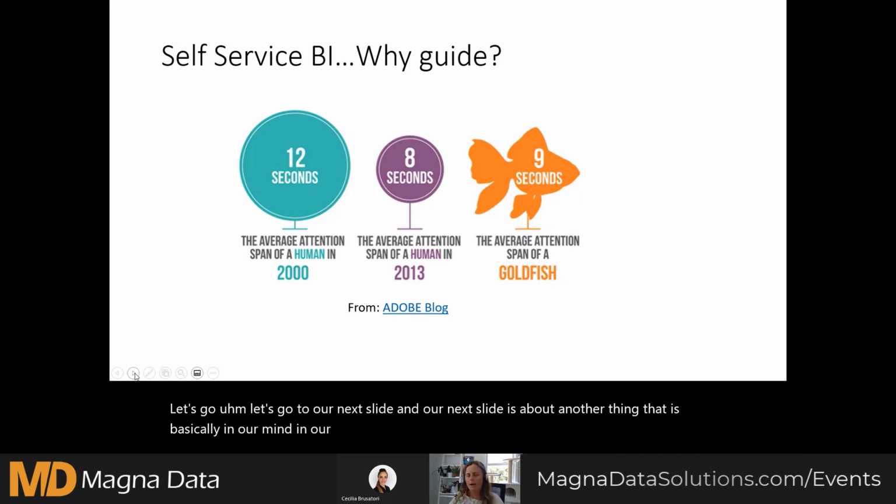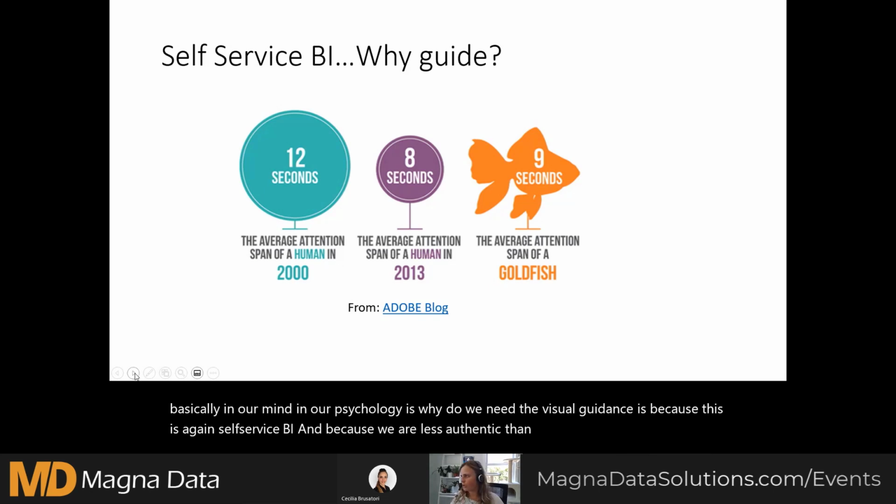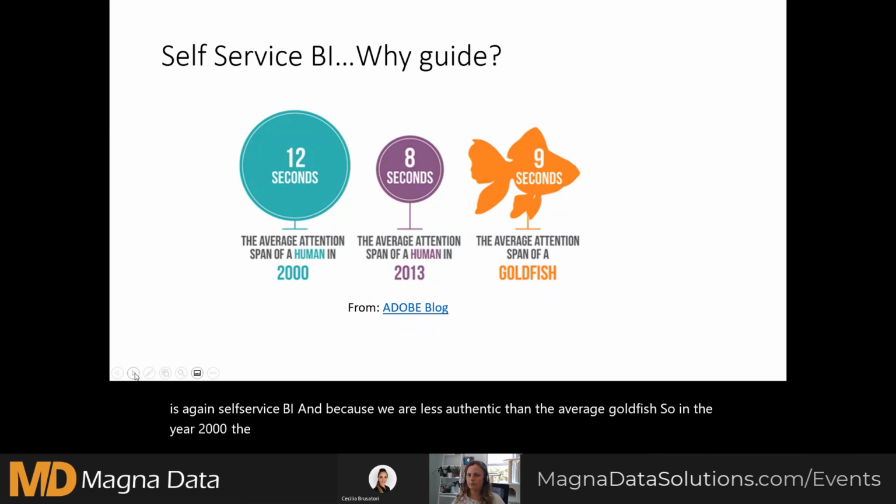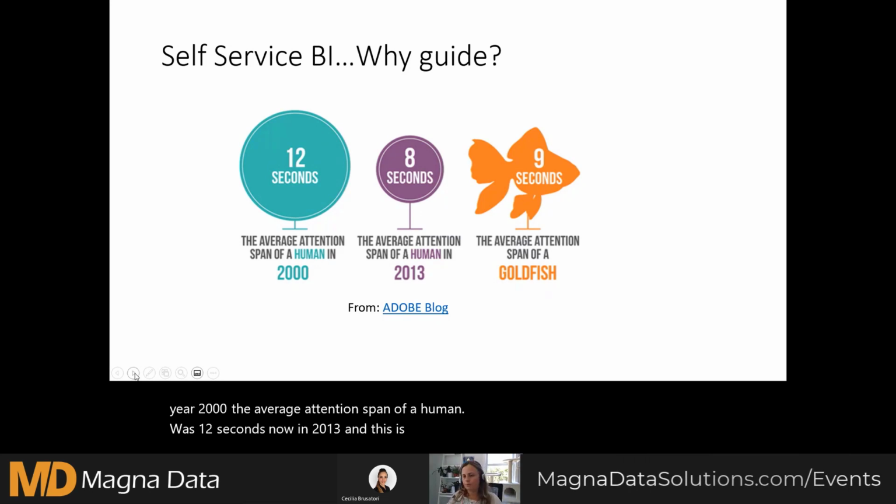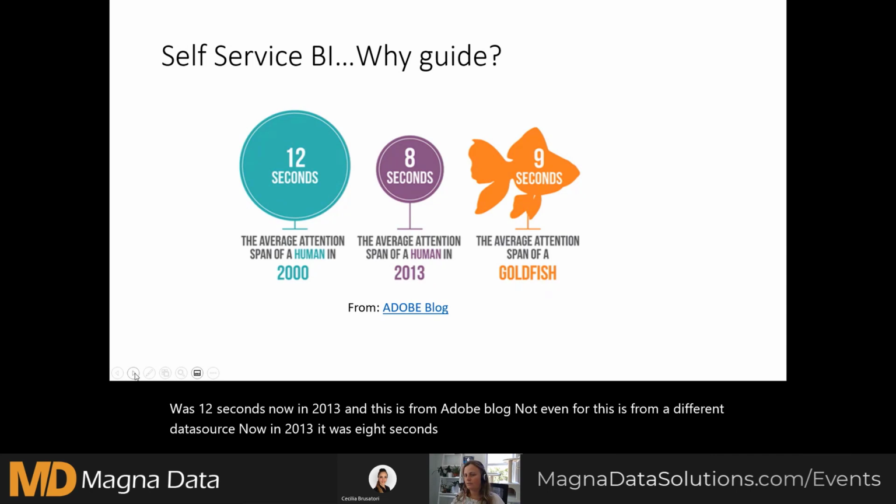Our next slide is about another thing that is basically in our mind, in our psychology: why do we need the visual guidance? It is because this is, again, self-service BI, and because we are less attentive than the average goldfish. In the year 2000, the average attention span of a human was 12 seconds. Now in 2013, and this is from an Adobe blog, it was 8 seconds. I believe in 2021 it's even less, but I did not check. And a goldfish attention span is 9 seconds.